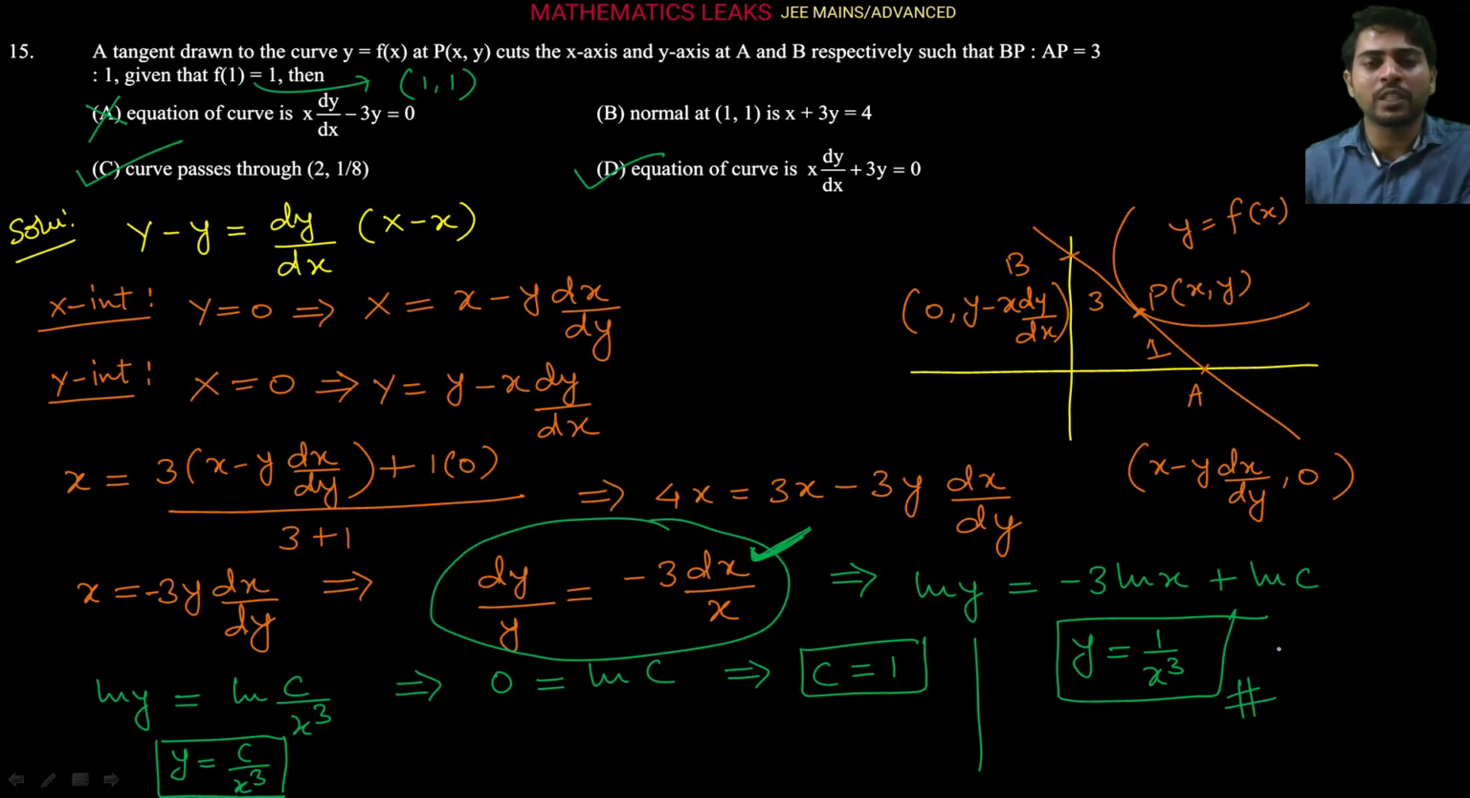And now B option, if you see, normal at 1 comma 1 is x plus 3y is equals to 4. So we have to find out the normal to this curve at point 1 comma 1. The curve equation is already there. So we need the slope of normal and the point is already given. So slope of normal is what? Reciprocal of slope of tangent to the curve at that point. So slope of tangent is slope of curve.